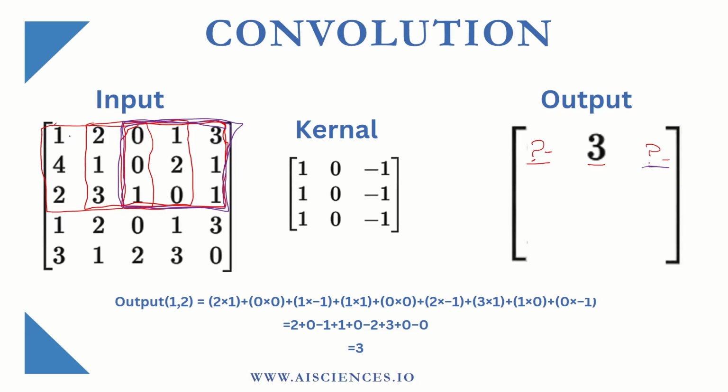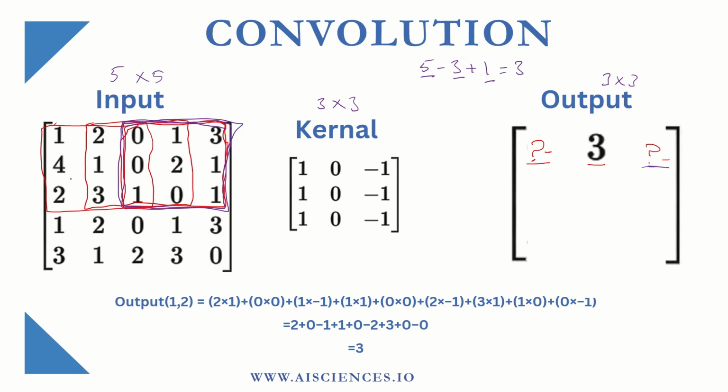Now, if you see, we have an image that has 5 columns as an input, but as an output, we are left with only 3 columns. So 3 into 3, which means that if input is 5 into 5, and kernel is 3 into 3, our output is going to be 5 minus 3 plus 1, which is equal to 3. So input size minus kernel size plus 1, right?